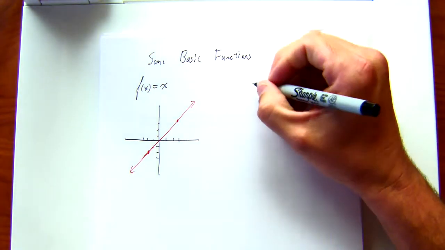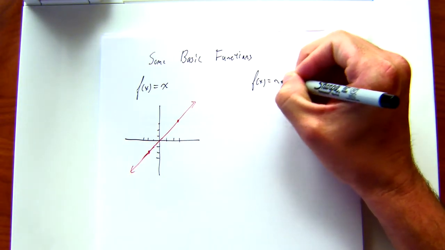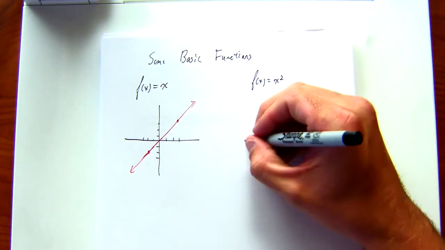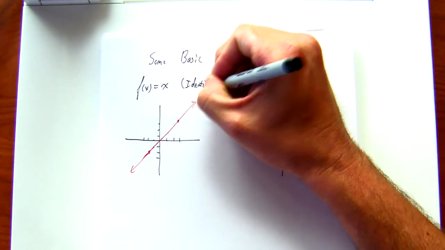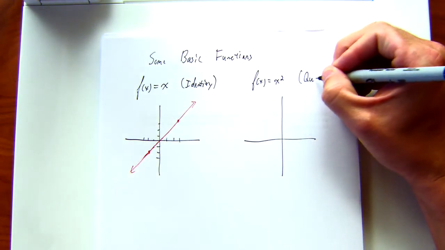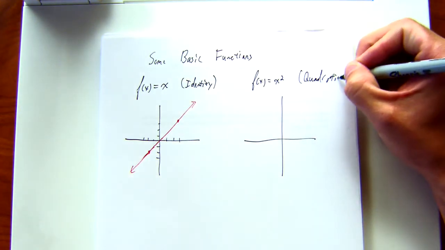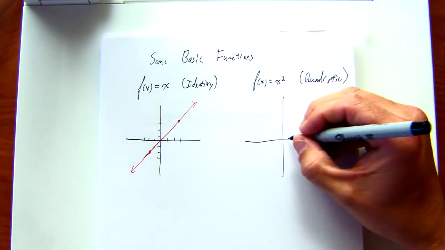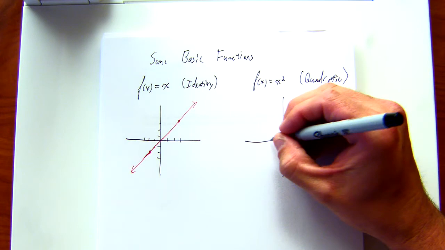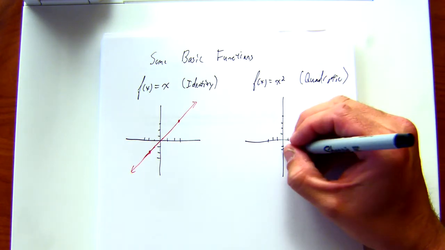Now one of them you've been familiar with already a little bit. We'll call this identity. This is a quadratic function. And there are other types of quadratic functions. But we did this one last time, I believe, by making a chart.